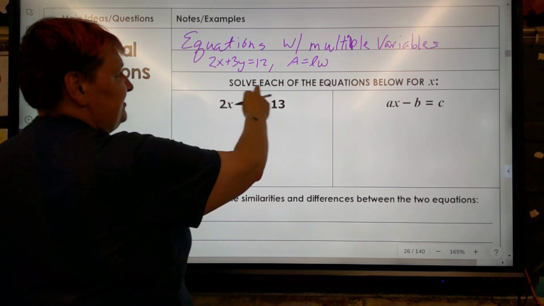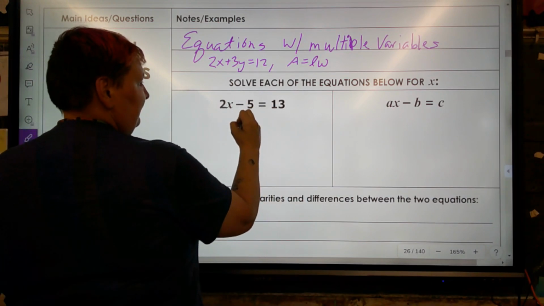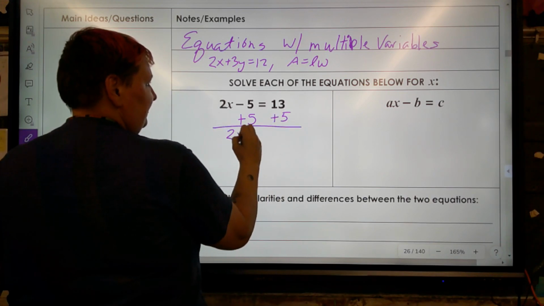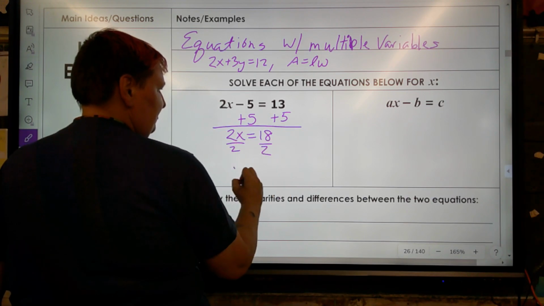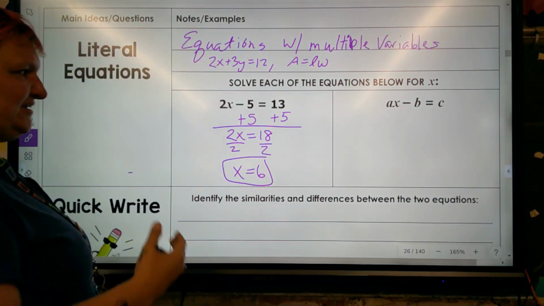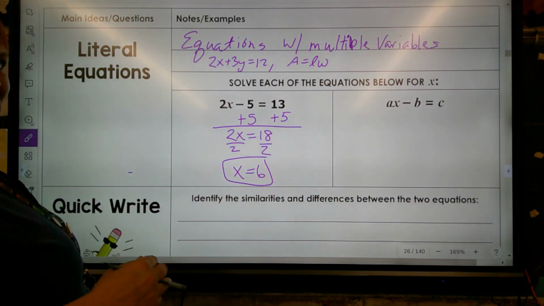So these ones say solve each of the equations below for x. Simple enough, right? Add 5 to both sides using inverse. 2x equals 18. Divide both sides by 2 using inverse. X equals 6. Simple enough, right? We know how to do that. That's a basic two-step equation. We can do that, right?